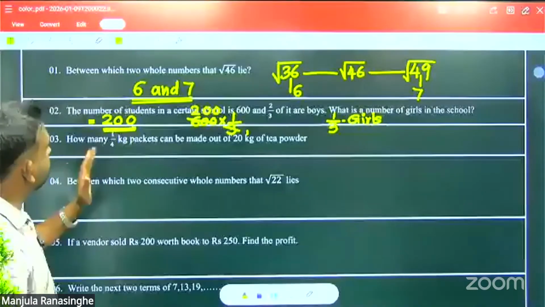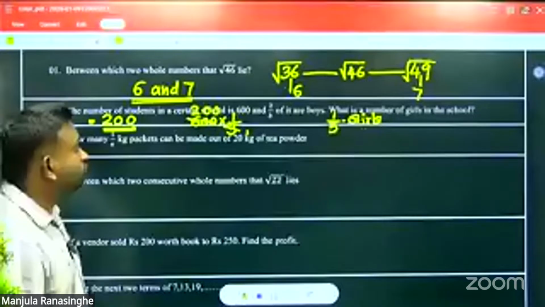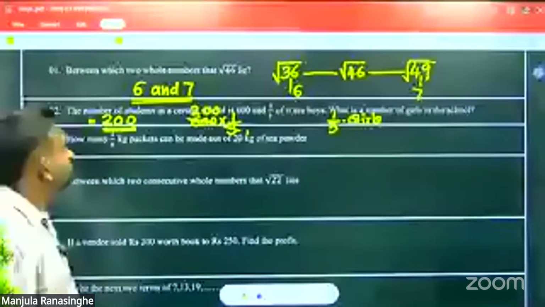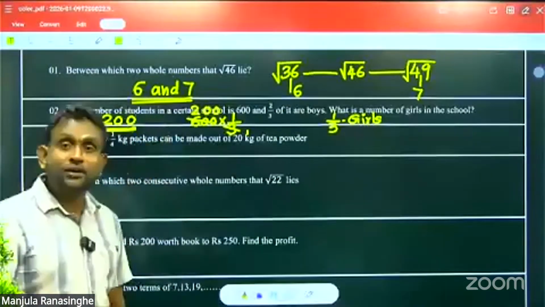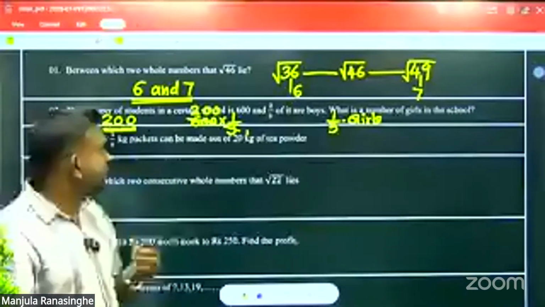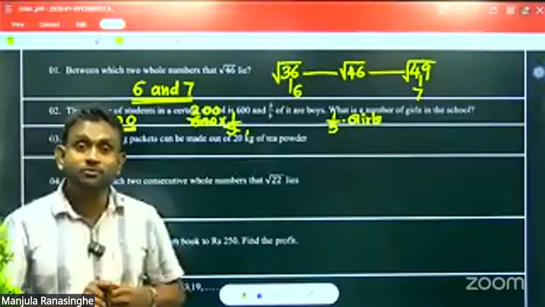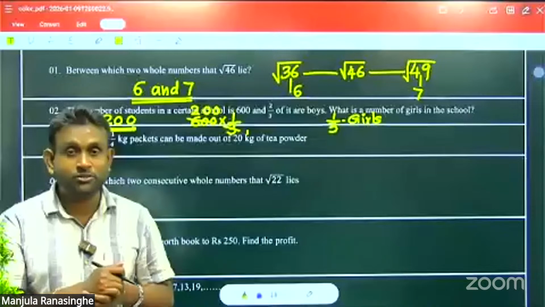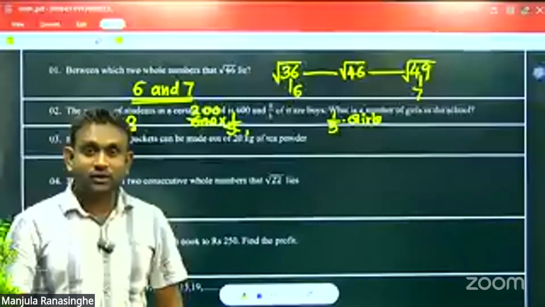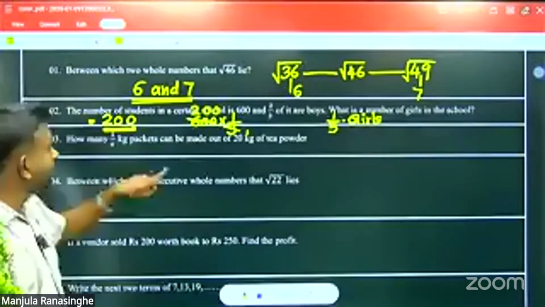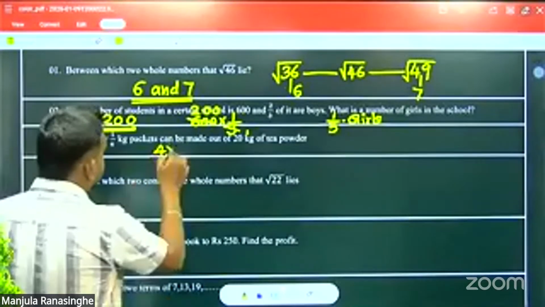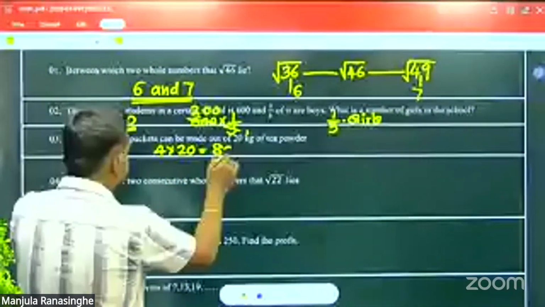Now, how many 1/4 kilogram packets can be made out of 20 kilograms of tea powder? The general idea: from 1 kilogram, how many 1/4 kg packets can we make? For 1 kilogram there are four parts, four packets of one fourth. Then 4 into 20, that's 80. So 80 packets.